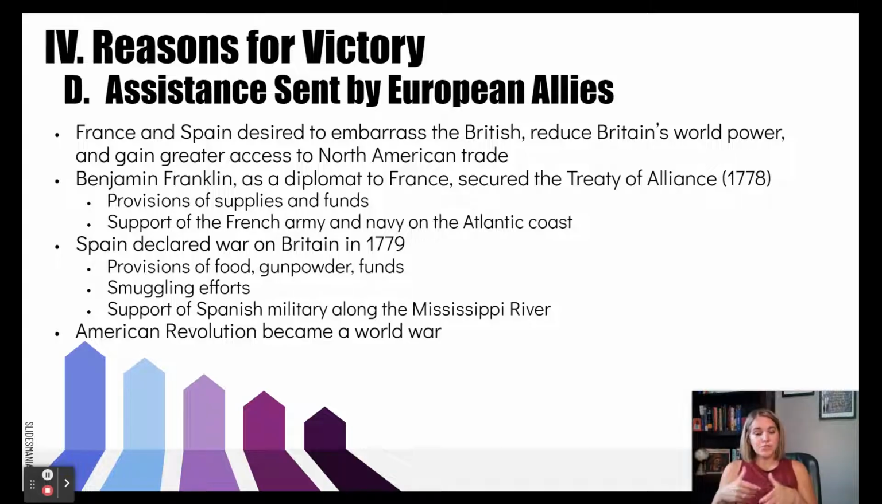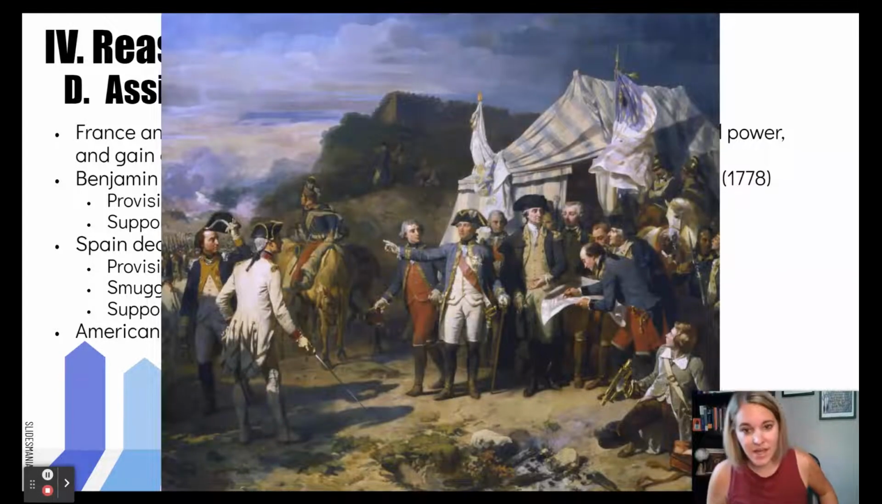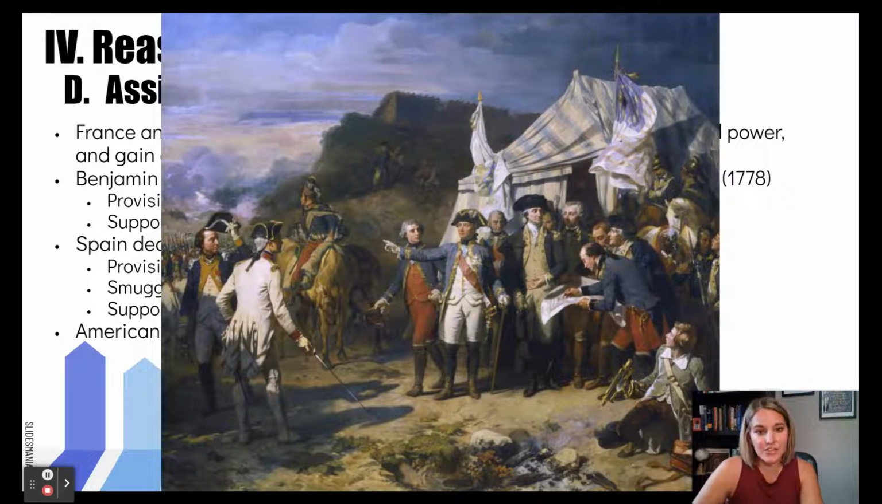So the American Revolution really becomes a world war as France, Britain, and Spain don't just fight in North America, but also in the Mediterranean and the Caribbean, the English Channel. So here you can see George Washington and the Marquis de Lafayette, and it's really kind of showing this French and American alliance that was taking place.